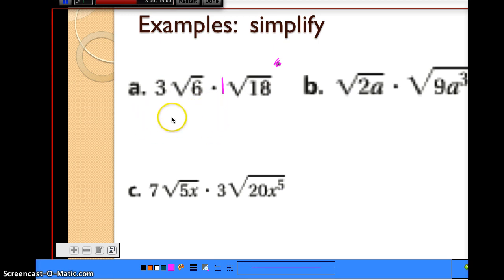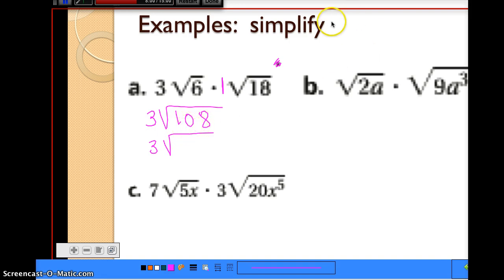So 3 times 1 gives me 3. And then I do square root of 6 times the square root of 18, so it's just 6 times 18, the square root of 108. Then ask yourself, is 108 a perfect square? Well, it's not. But can I break it down? Think about numbers that multiply to 108.